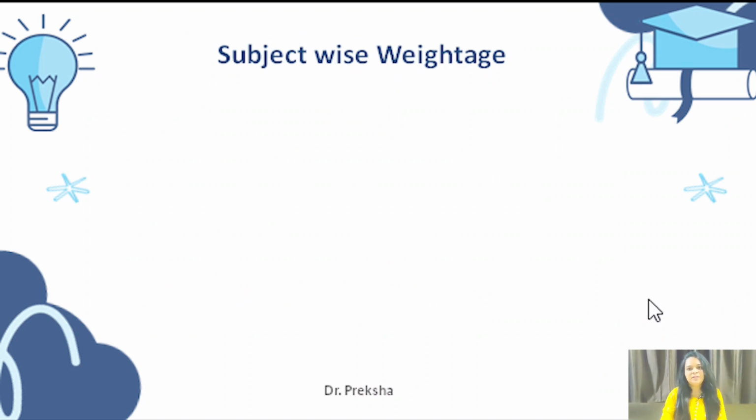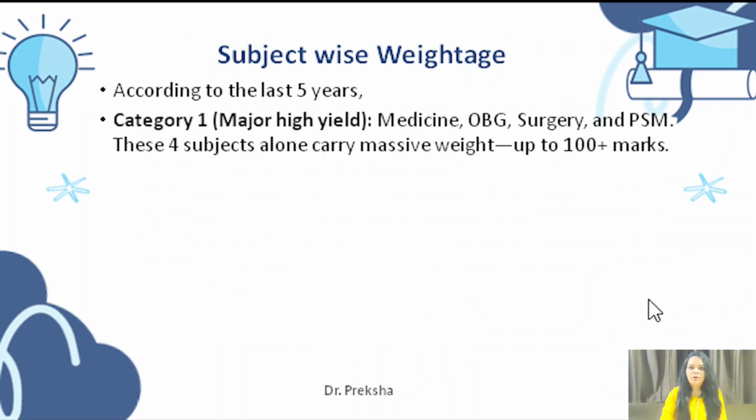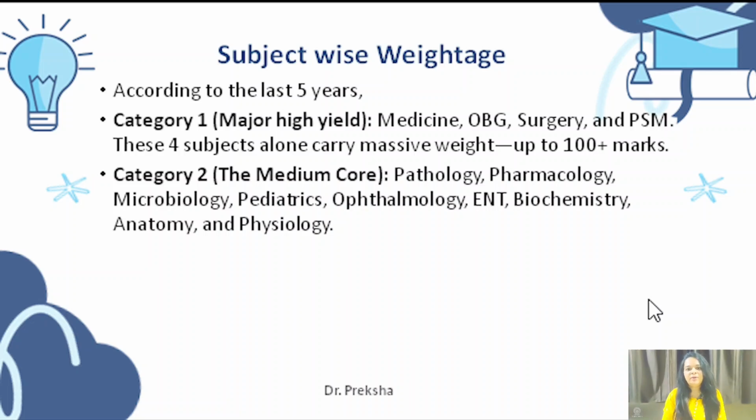Now coming to the subject wise weightage. According to the last 5 years, in category 1, the major high yield subjects are medicine, gynae, surgery and PSM. These 4 subjects alone carry massive weight, up to 100 plus marks. Now this doesn't mean that you skip the other subjects. You also have to give equal weightage to category 2, which are your medium core: pathology, pharmacology, microbiology, pediatrics, ophthalmology, ENT, biochemistry, anatomy and physiology. These are your medium core subjects.